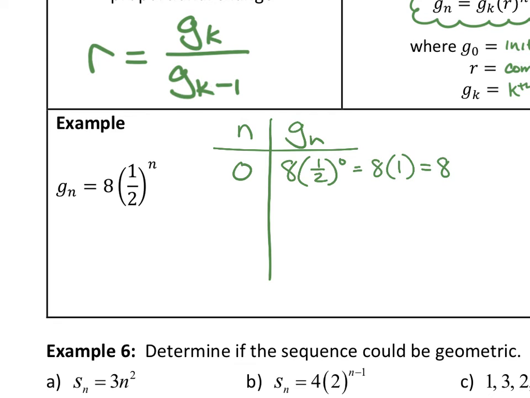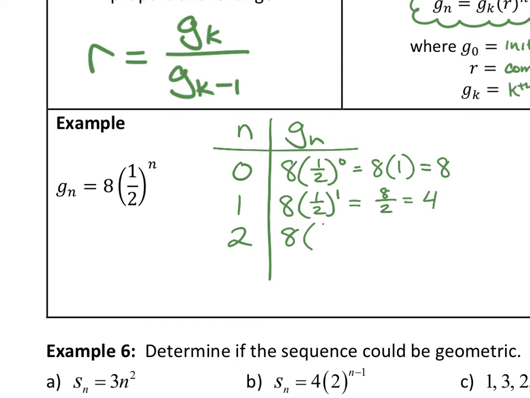I'll plot it in a second just so I don't have to keep moving my screen side to side. If we plug in 1, 8 times 1/2 raised to the first power. Again, PEMDAS tells me to do those exponents first. What is 1/2 raised to the first power? 1/2. So this is like 8 divided by 2, which is 4. Check.